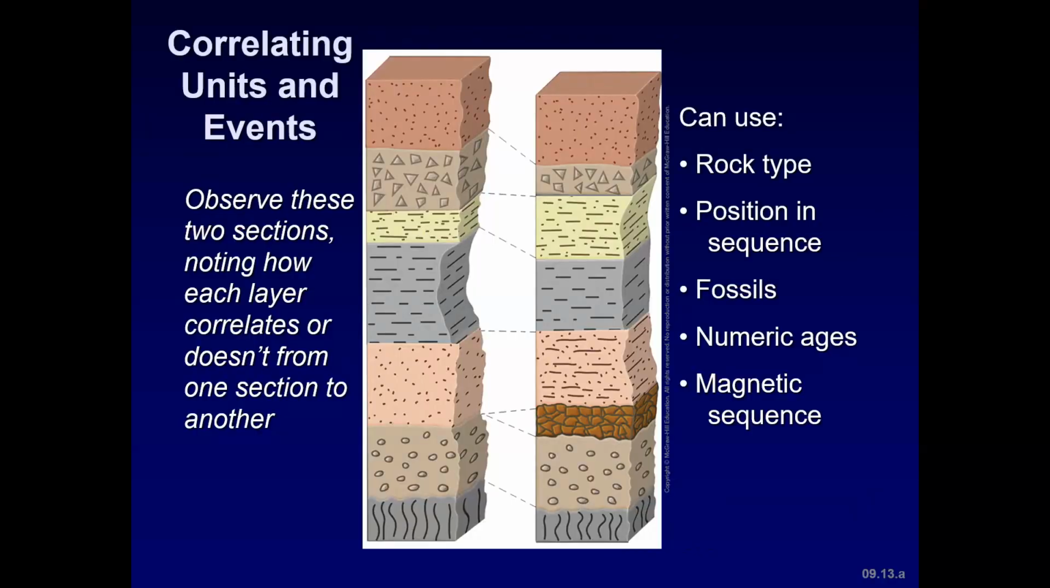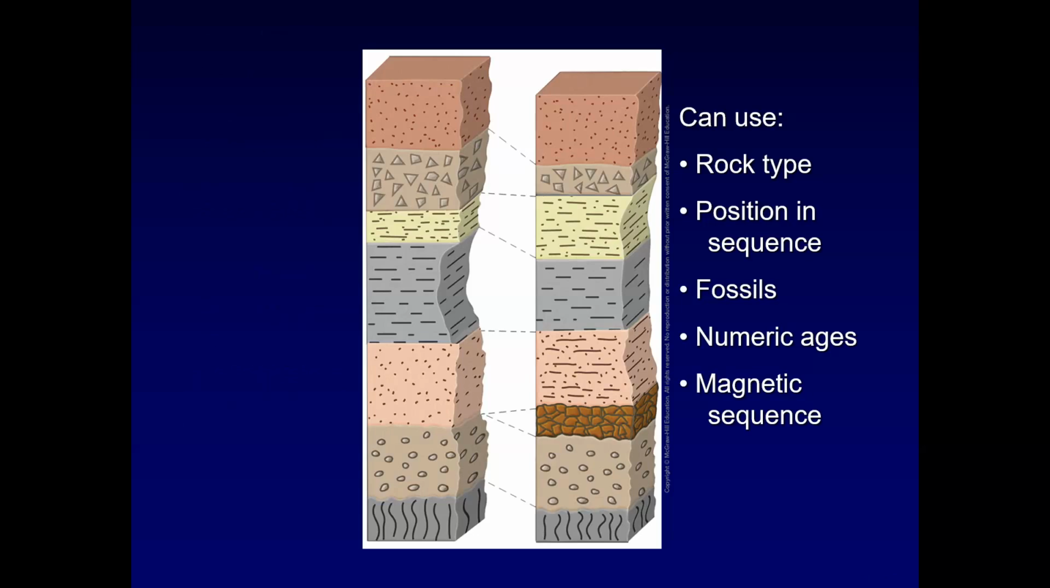So, back to correlating stratigraphic columns and events. We can look at these two sections and look at how each layer correlates or doesn't from one section to another. We can, of course, use rock types, position within the sedimentary sequence, fossils, numeric ages from radioactive decay, or a magnetic sequence, which isn't something we've talked about much since looking at seafloor data and plate tectonics. So with rock types, a unit may have distinctive characteristics that enable it to be matched across two sections. With the position and sequence, you have two different types that might correlate if they are in the same position in the sections.